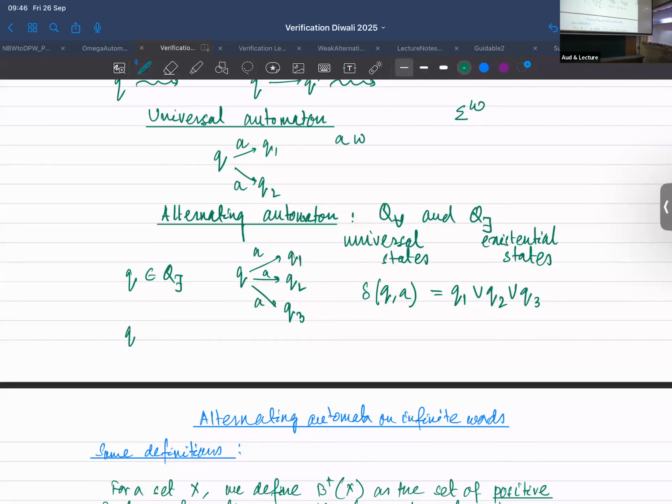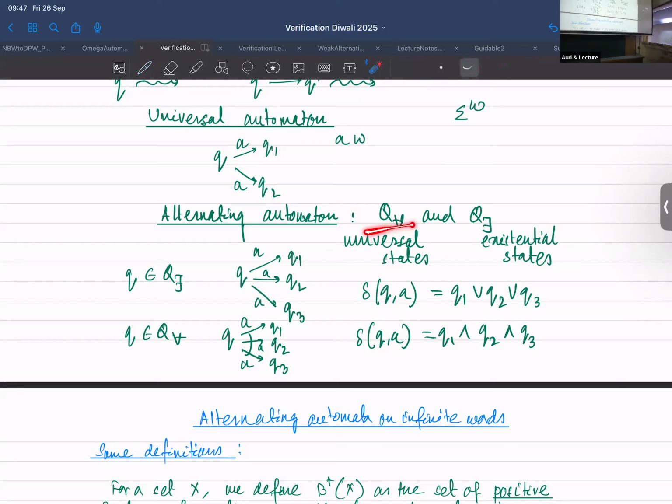On the other hand, if Q belongs to Q for all, then you can go to all three and you need to accept from all of them on the A transitions. So I can say delta of Q, A is of the form Q1 and Q2 and Q3. Now, I can generalize more. This is already an alternating automaton in the sense that there are states of both these forms.